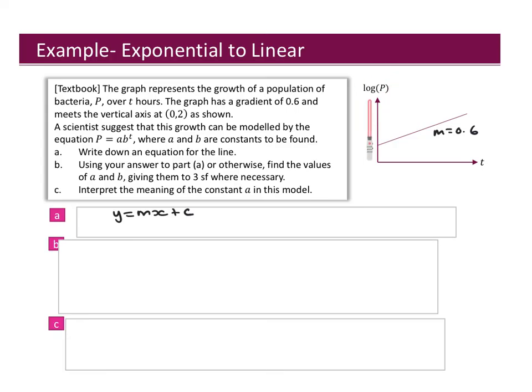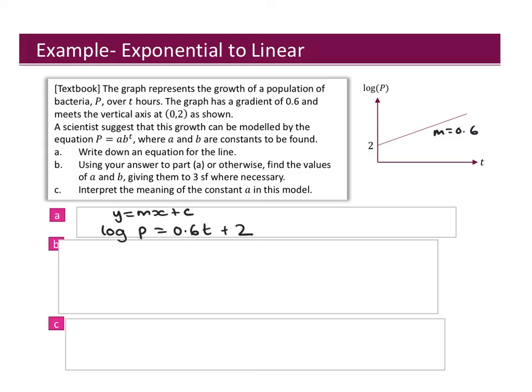Our y is in fact called, what's it called? Log P. Okay, equals our gradient, they told us, 0.6. What did they tell us our x was? T. And our c is the y-intercept, which in this case is plus 2. I mean, that's beautiful. Okay?